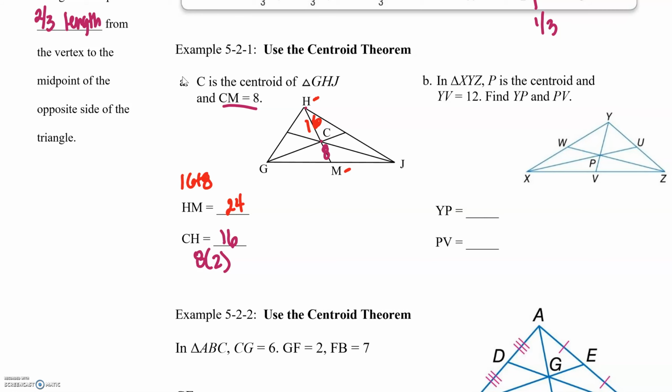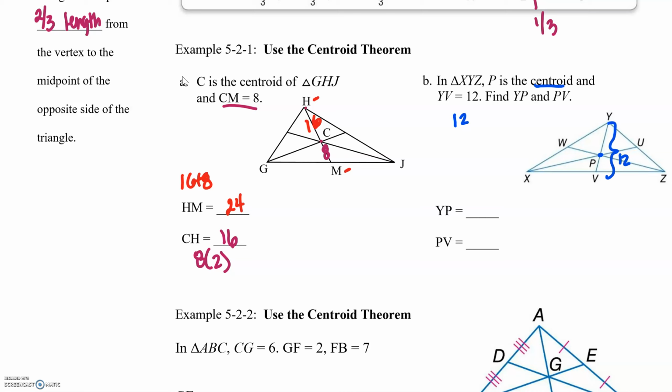All right, so let's try another one. Over here we have P is the centroid, and centroid is actually like what you could balance it on, the center of gravity. So this point right here, if you put it on the tip of your pencil and it looked like a paper airplane, but balanced it right here at this point, it would balance and be that center of gravity. So YV, the whole length here, is 12.